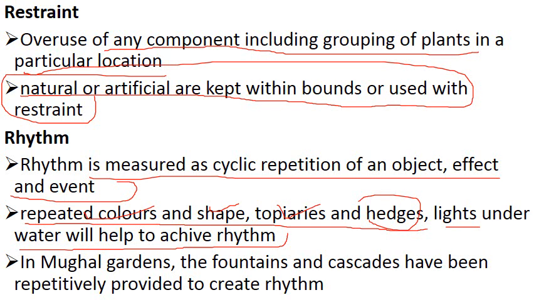garden. Okay, in Mughal gardens, the fountains and cascades have been repeatedly provided to create rhythm. It means that in Mughal gardens, to make rhythm, the fountains and cascades are made repeatedly.